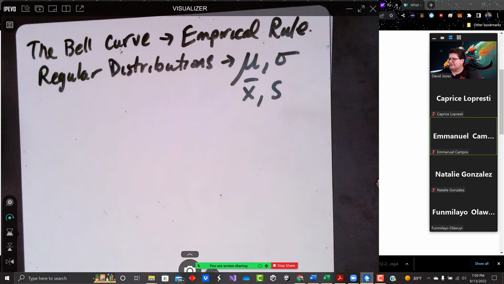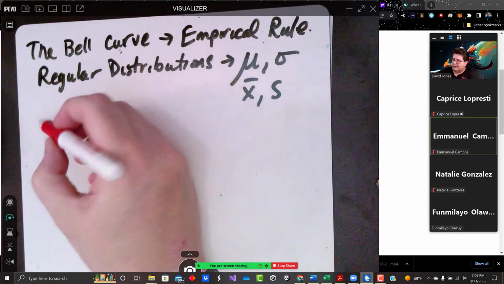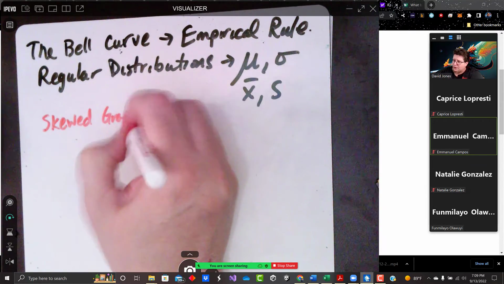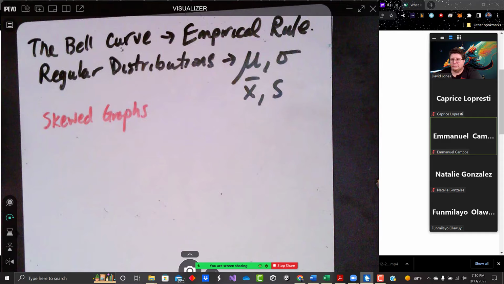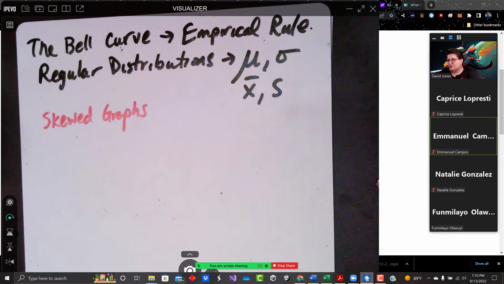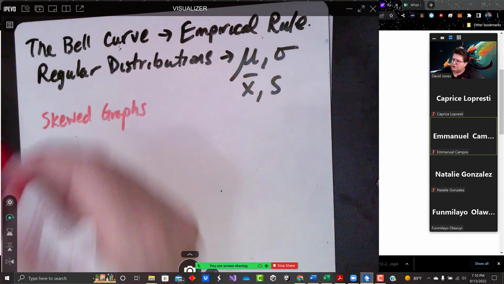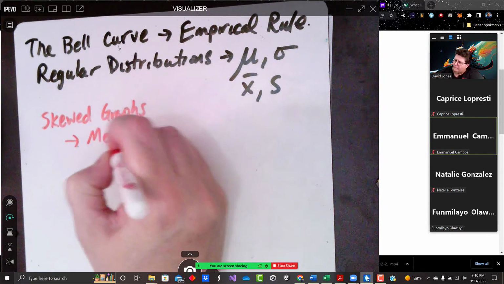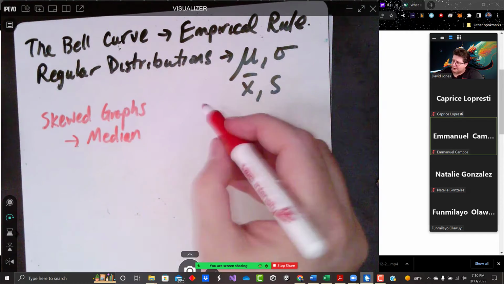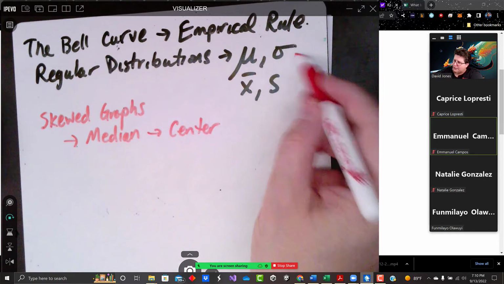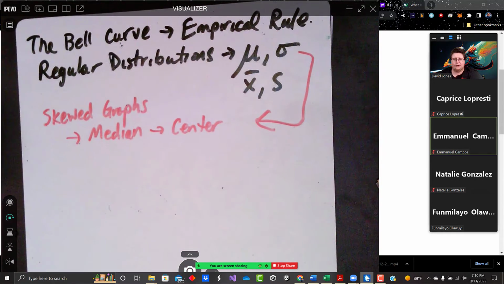When we have distributions that are irregular, like skewed graphs, both skewed left and skewed right, we don't like to use mean and standard deviation because it's not really reflective of the center values. So for skewed graphs, we like to use the median as our center, just like mu and x bar are for bell curves.